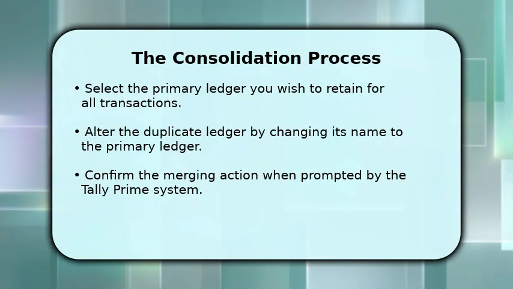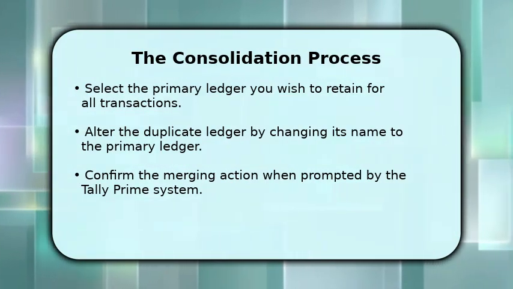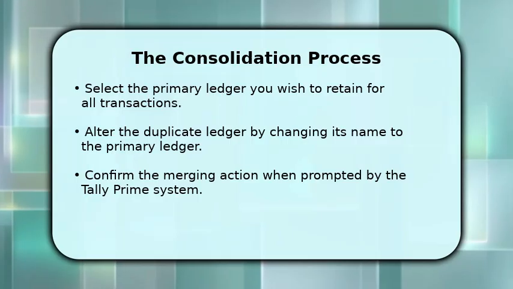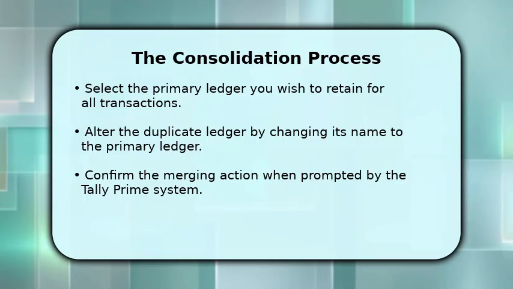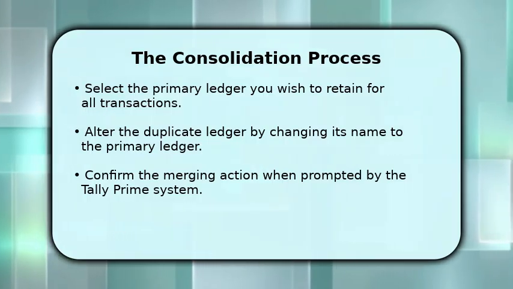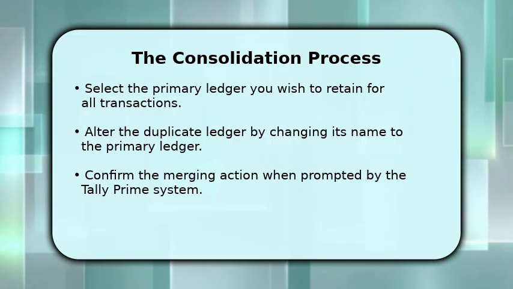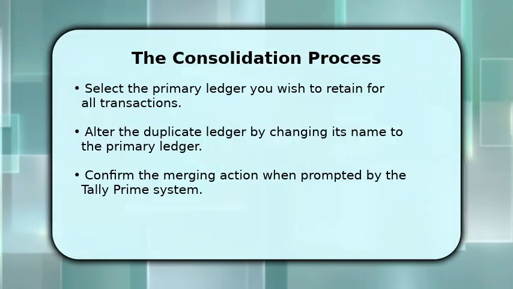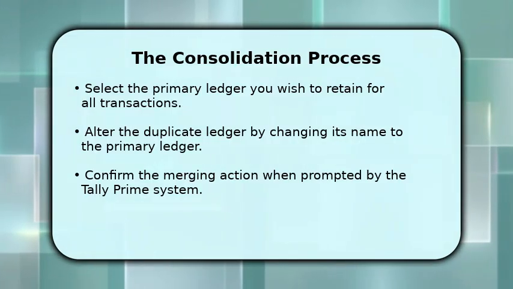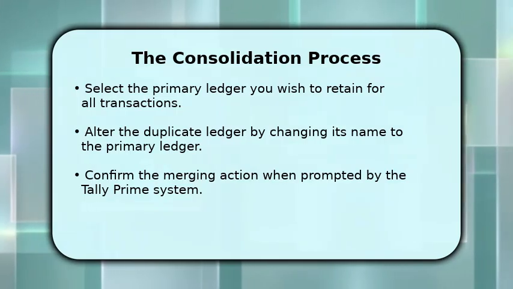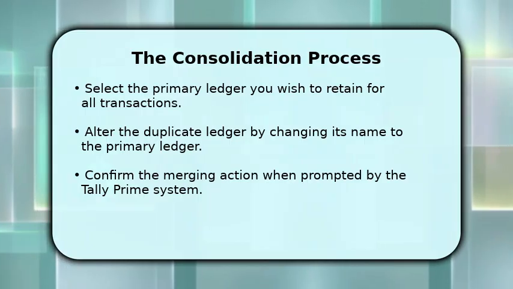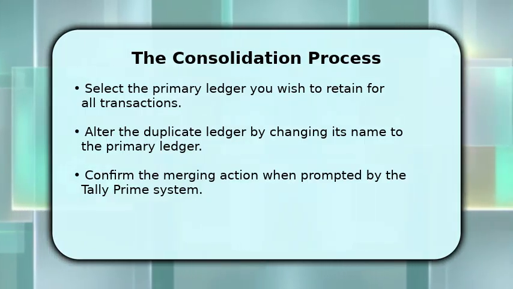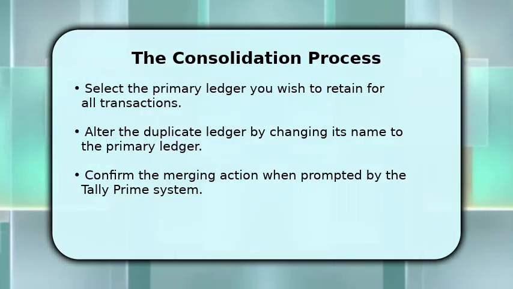Once you have identified the ledgers, select the one you wish to keep as the main entry. This will be your primary ledger. Next, go to the duplicate ledger that you want to merge into the primary one. Access its alteration screen and change its name to exactly match the primary ledger's name. Tally Prime will then prompt you to confirm the merging action, consolidating all transactions from the duplicate into the chosen primary ledger. This action is irreversible, so proceed with caution.